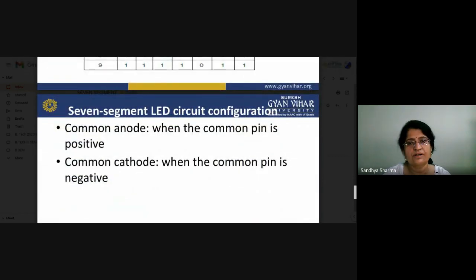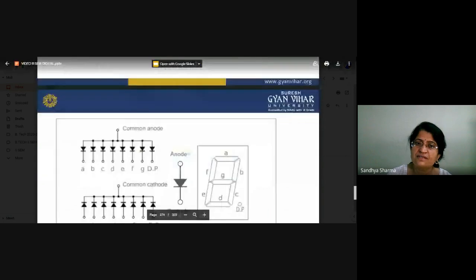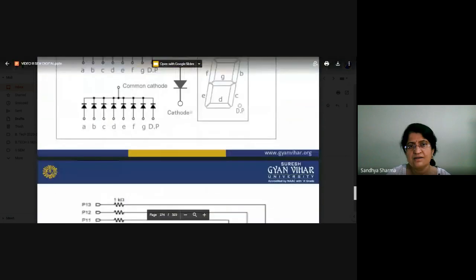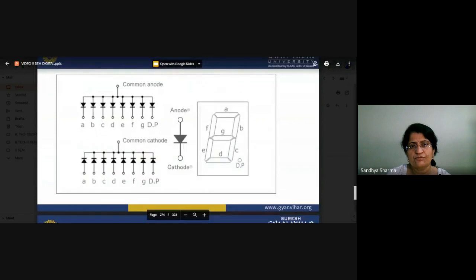Basically, the seven segment LED configuration is divided into two types: common anode and common cathode. When the common pin is positive, that is called a common anode, and when the common pin is negative, it is a common cathode. We will see this in the diagram. So this is the common anode and common cathode. All the terminals are interconnected and connected to the common anode, and the other terminals are A, B, C, D, E, F, G, and the same thing is here for the common cathode.